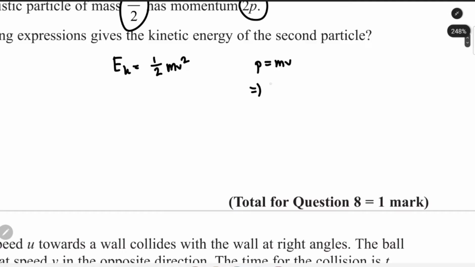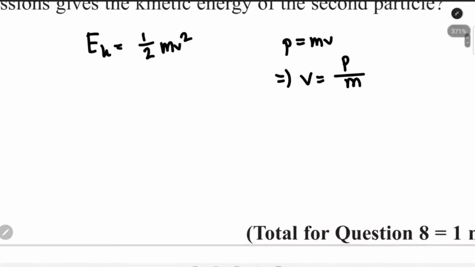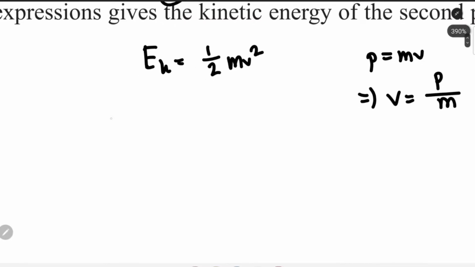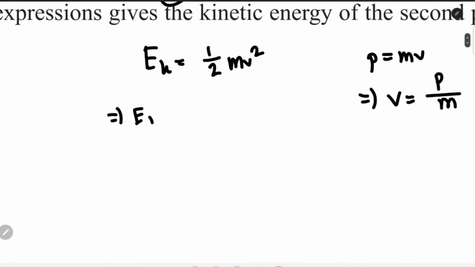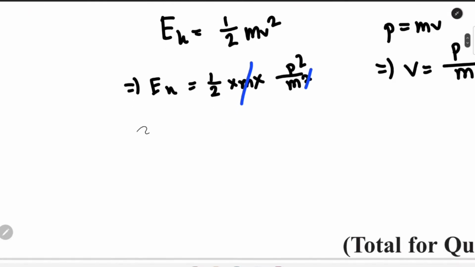In this case, we have no information given about the velocity. So from this equation, I'll take velocity as the subject. I'll get momentum divided by mass. Now I can put that in the equation for the kinetic energy. So Ek is half times m times (p by m) squared. This is basically p squared by m squared. I can cancel this m with one of the m's here. The kinetic energy is p squared divided by 2m. P squared is the momentum squared and it's divided by twice the mass.